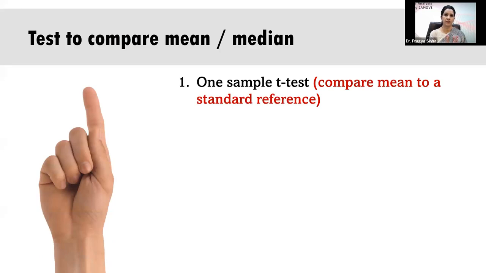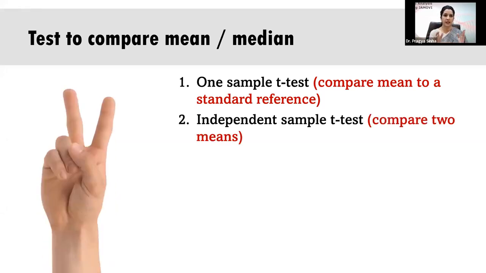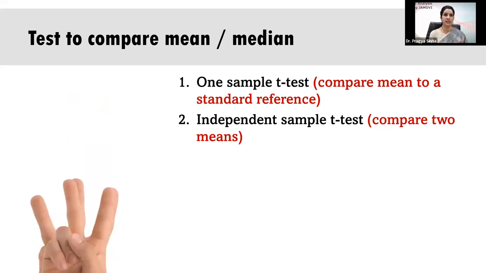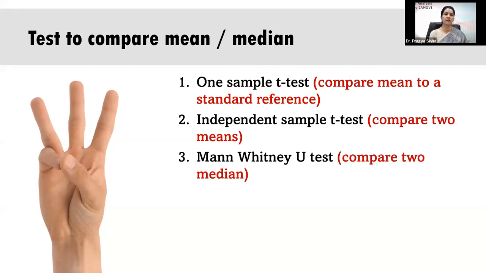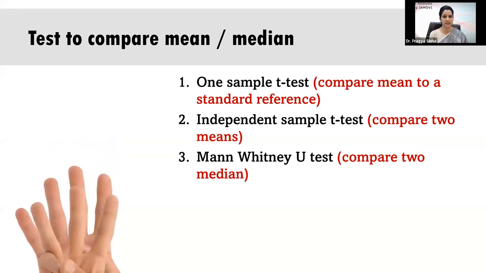So first we will learn about the one sample t-test, where I am comparing my sample mean in comparison to a reference mean. Then we will learn the independent sample t-test, where we compare two means. Then we will learn the Mann-Whitney U-test, which is the non-parametric counterpart of the independent sample t-test.